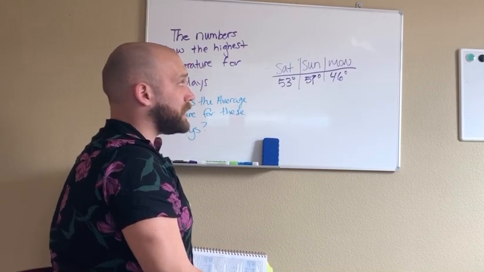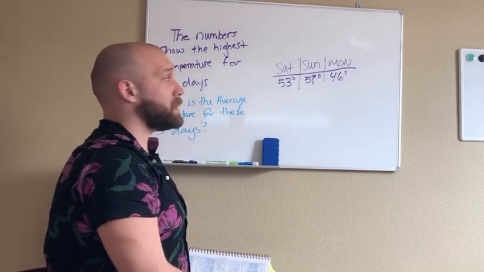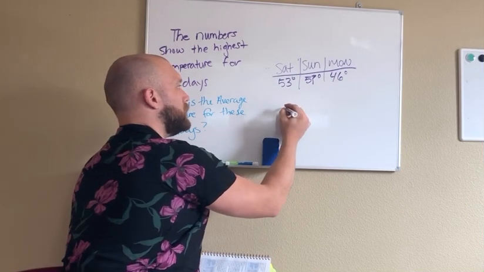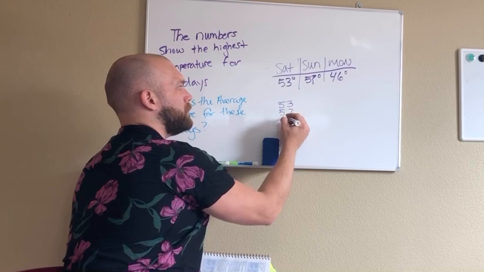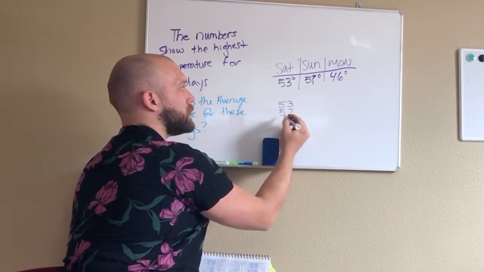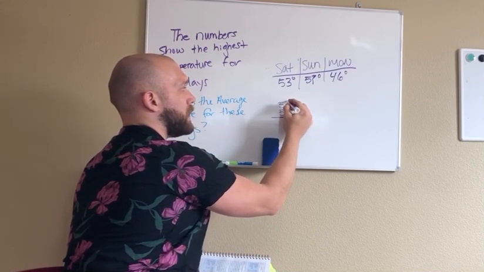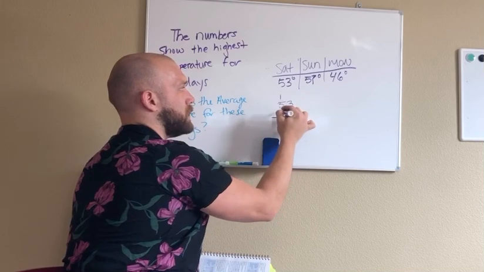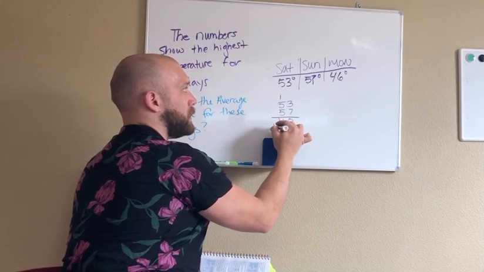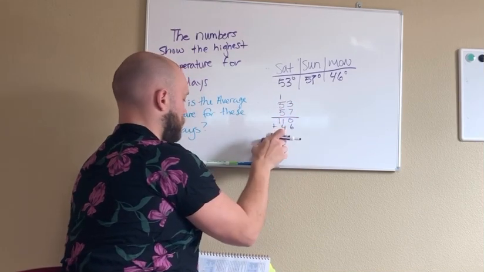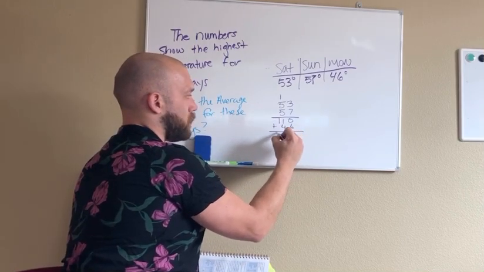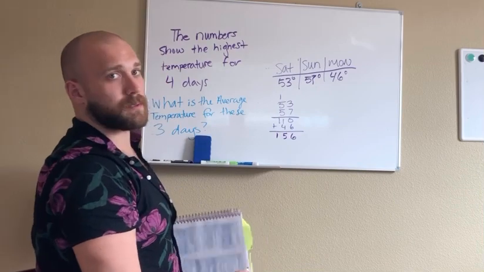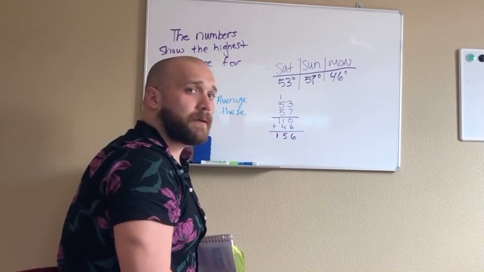So, what do I need to do first? Add up these three numbers. 53, 57, then I'll add 46 when I'm done. 7, 8, 9, 10, 11, plus 46, 6, 5, 1, 156. Now what am I going to divide this by?